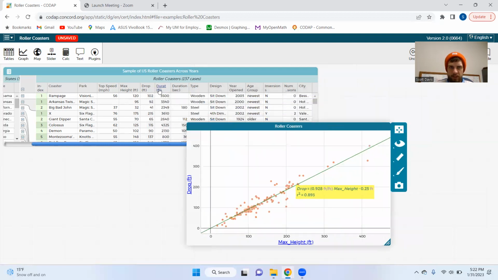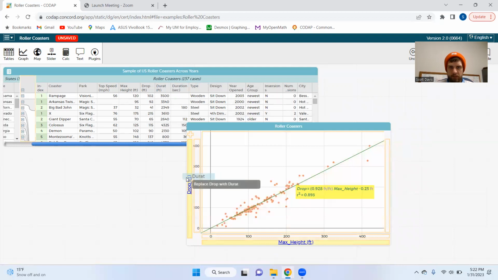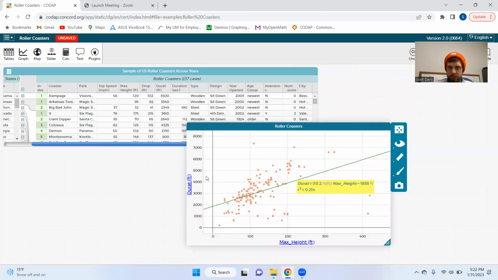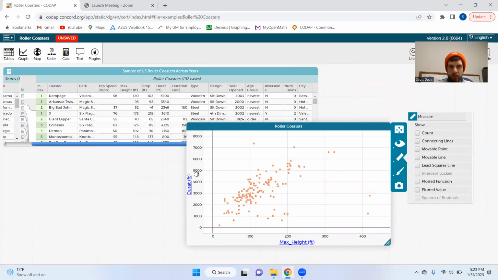So just as an example, let's see if I can find a weaker one. So here is an example. The max height and the duration of a roller coaster. Maybe there's a little bit of an association, but we got some real big outliers over here that kind of mess up that pattern. When I add the least squares line here, again, it gives us a model. It gives us a line, this line here.